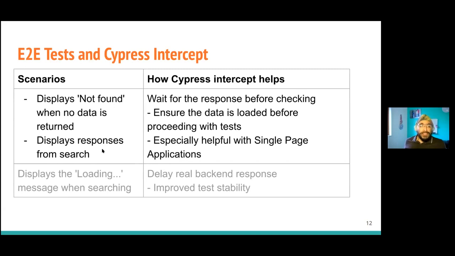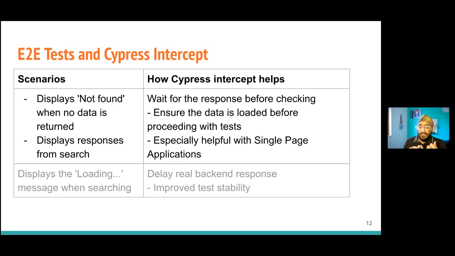Now, in these scenarios, where Cypress helps is when you can say, I want to make sure that the request was triggered, and I want to wait until the response is retrieved from the backend. What you ensure is that the data is loaded. When the data is back, the front end renders it. And now you can say, yes, now I'll proceed further with my test. It is especially helpful with single page applications.